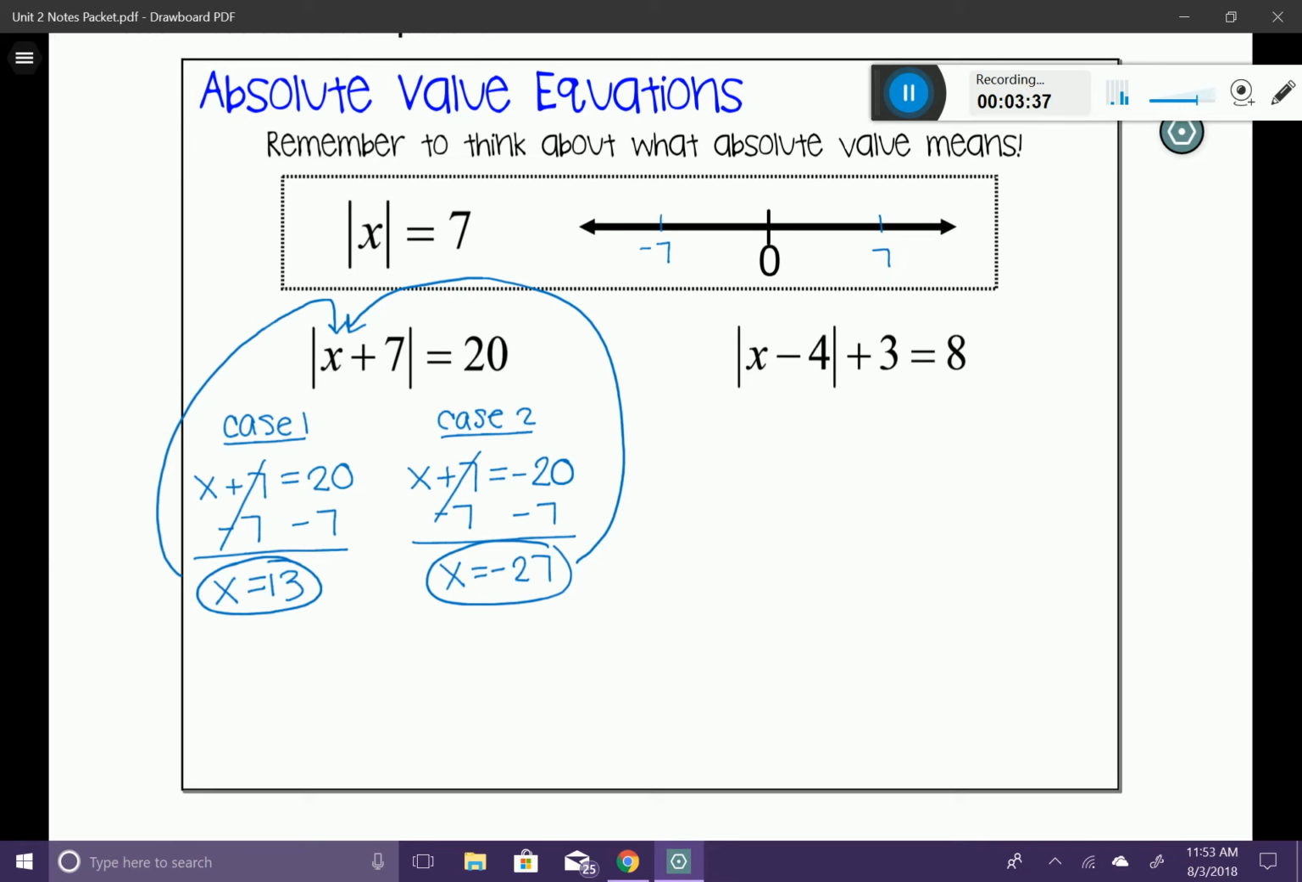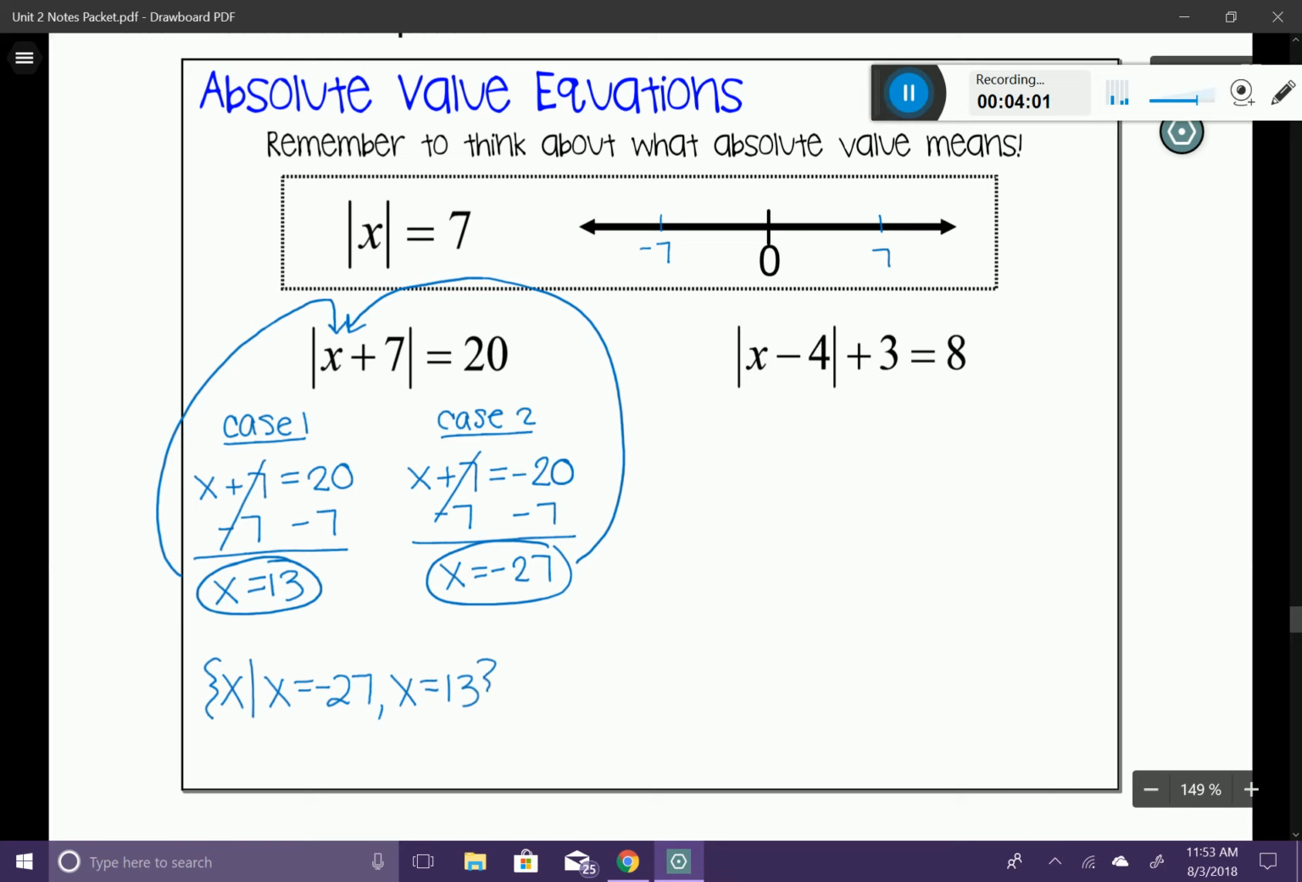This is where we might want to start looking back to the idea of set notation. And you might want to even write these answers in set notation if you'd like. Just as a reminder, it's going to be x such that x is equal to, I like to write my most negative number first. That's just a personal choice. And then x equals 13, which is the greater number. Alrighty, so that brings us to the end of the problem here. Now let's go ahead and take a look at another.